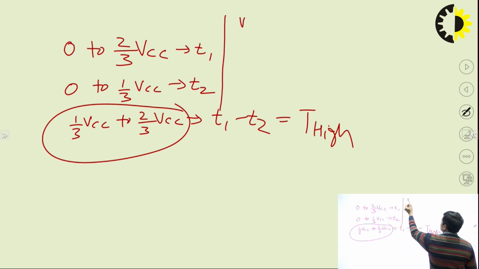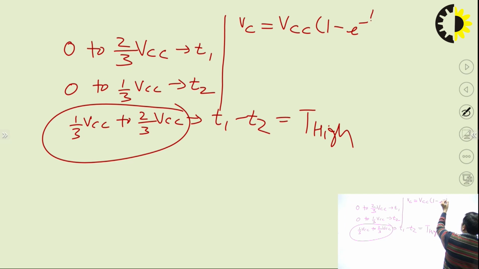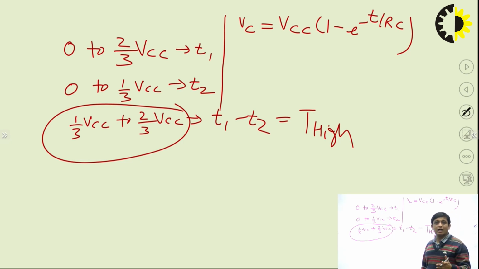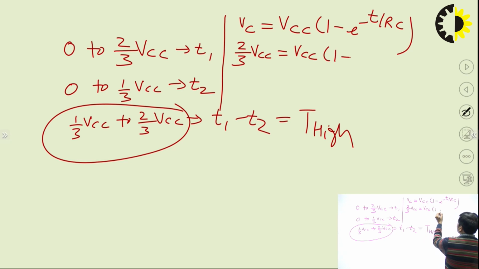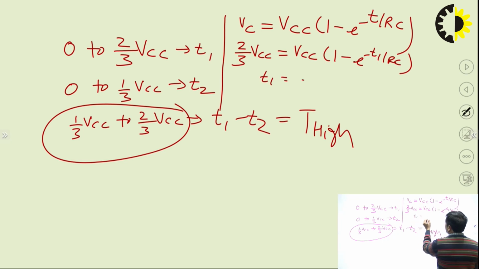We know the capacitor voltage equation, VC, for this particular circuit, is VCC times (1 minus e to the power minus T by RC). Where this R is equal to RA plus RB, because the capacitor is getting charged with the help of RA and RB resistors, right? So we need to calculate the time T1, that means the time taken by the capacitor to charge from 0 to 2 by 3 VCC. So this VC will be 2 by 3 VCC, equal to VCC times (1 minus e to the power minus T1 by RC). From here we can calculate the value of T1. That is equation number 1.